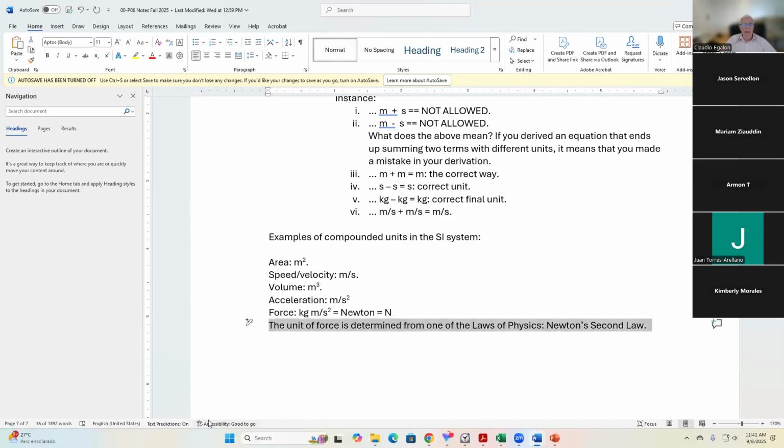This unit of force is determined from one of the laws of physics, which we are going to cover soon.